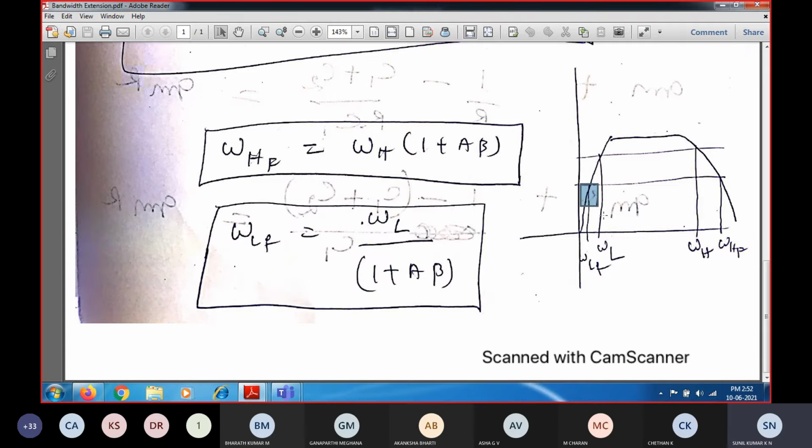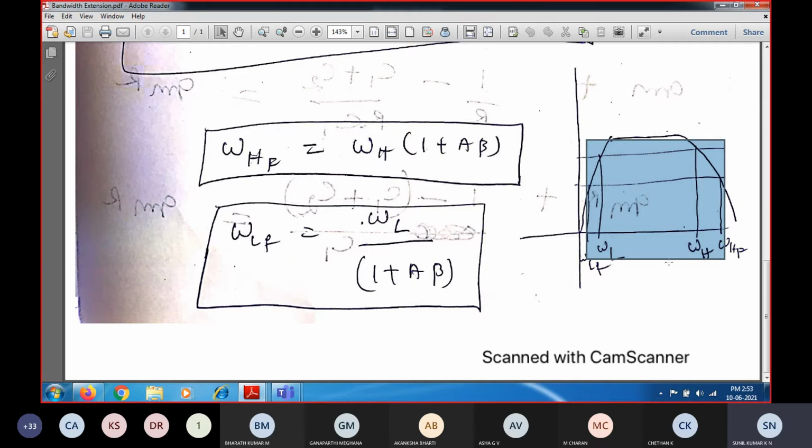Compared to omega L, omega LF is still reduced, so it will come towards 0. So if you take the difference omega HF minus omega LF, obviously the bandwidth with feedback will be very much higher compared to the bandwidth without feedback. So this is the bandwidth without feedback, and this is the bandwidth with feedback.